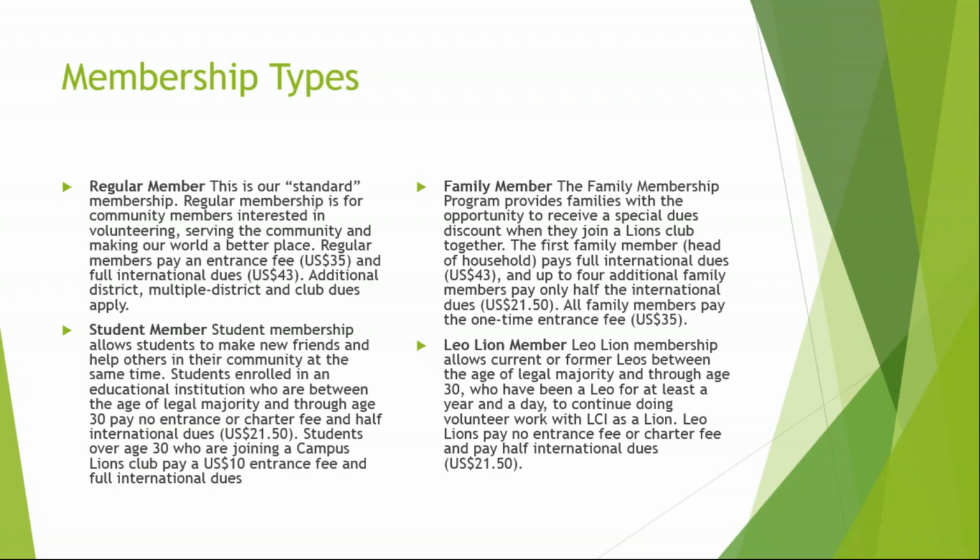It's collected semi-annually. So half of the 43 is in July, the other in January. Plus additional district dues, which is also something you have to know, what your district dues and the multiple district state dues are. And then what your club dues apply.